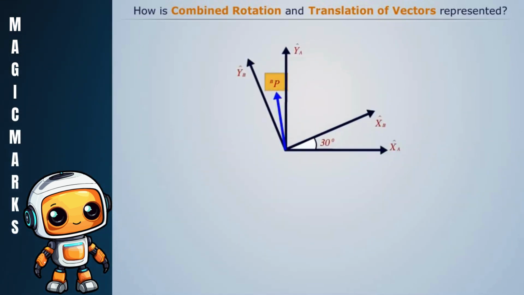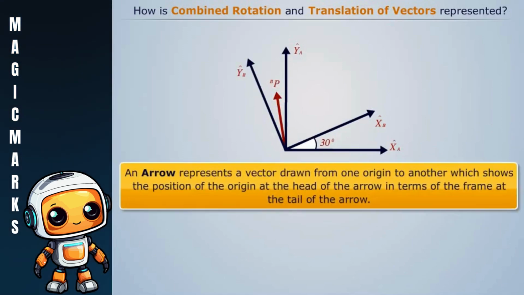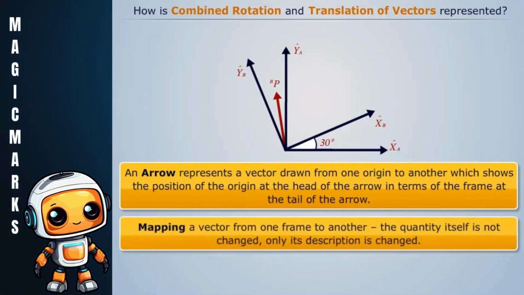The vector P here is represented by an arrow. An arrow represents a vector drawn from one origin to another, which shows the position of the origin at the head of the arrow in terms of the frame at the tail of the arrow. The direction of this locating arrow tells us that B is known relative to A and not vice versa. Mapping a vector from one frame to another, the quantity itself is not changed, only its description is changed.